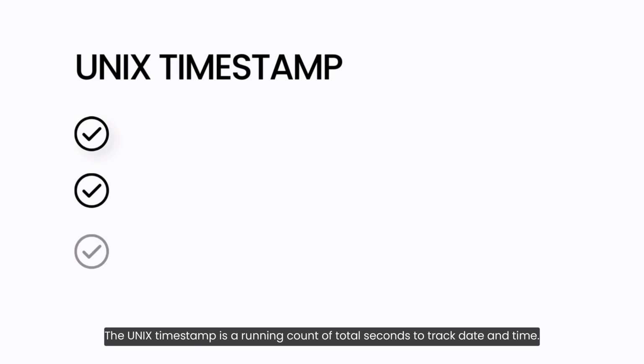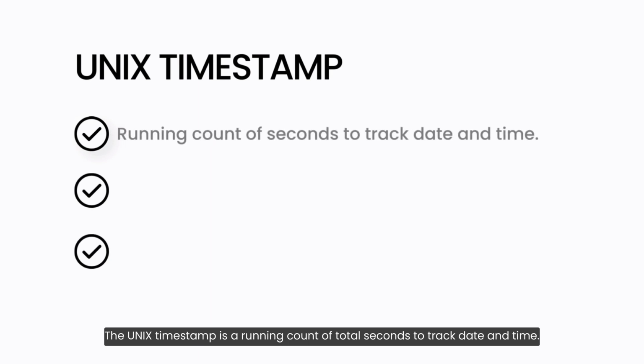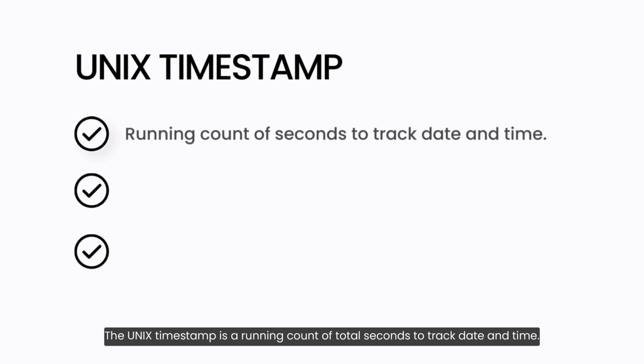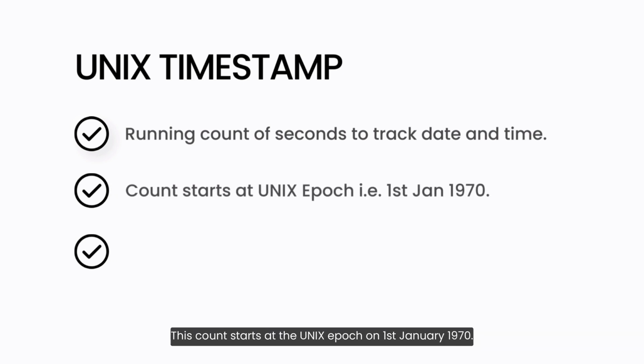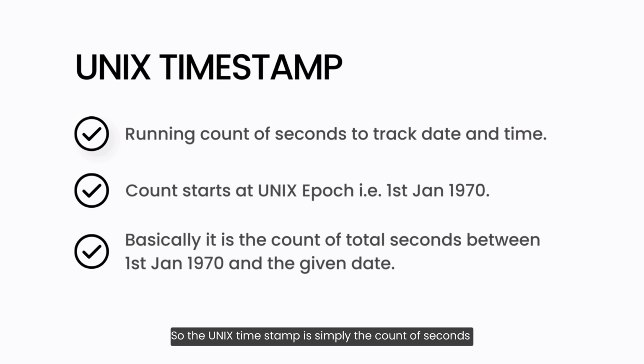The UNIX timestamp is a running count of total seconds to track date and time. This count starts at the UNIX epoch on 1st January 1970. So the UNIX timestamp is simply the count of seconds between the UNIX epoch, 1st January 1970, and the given date.